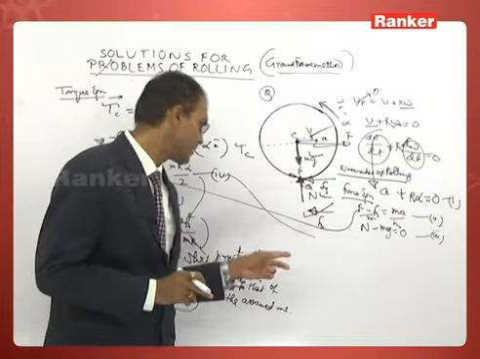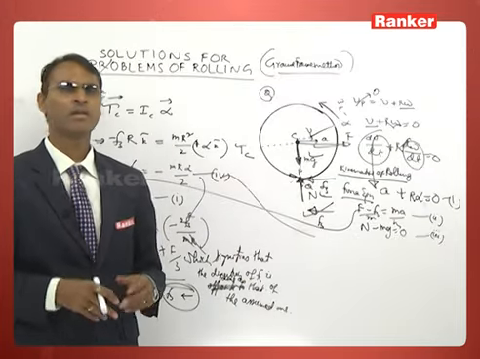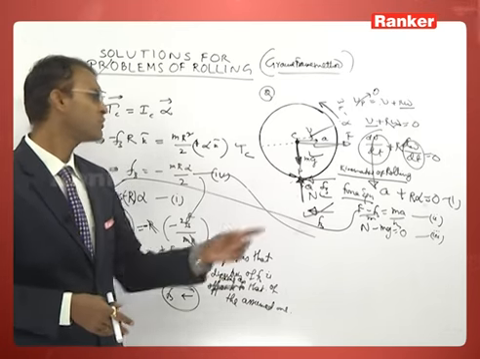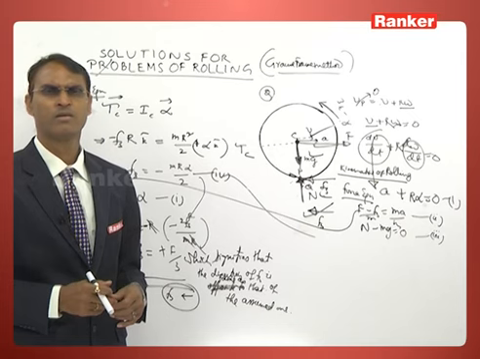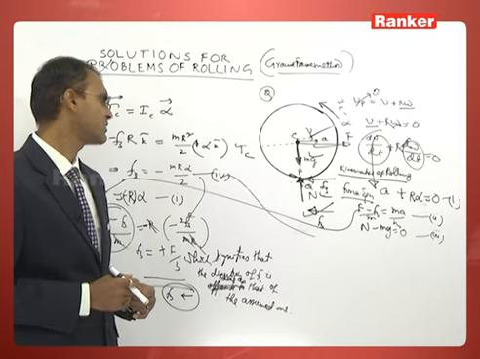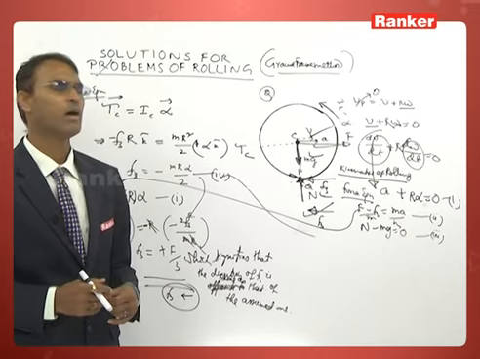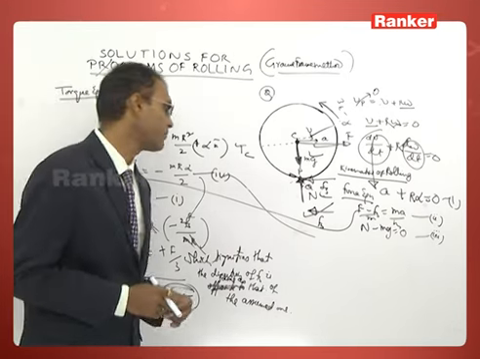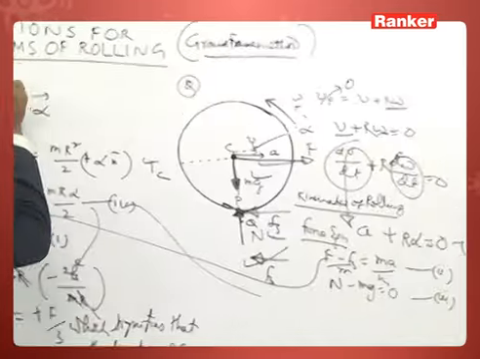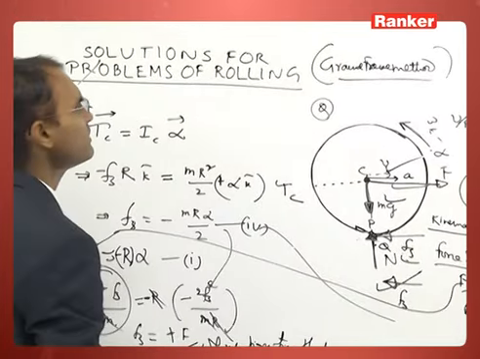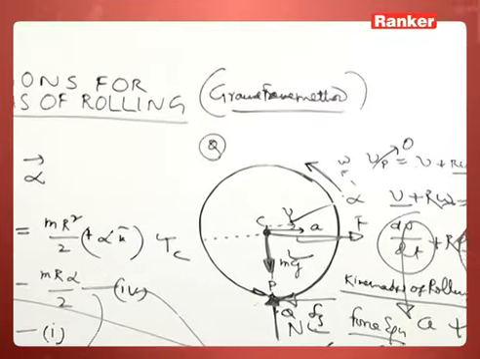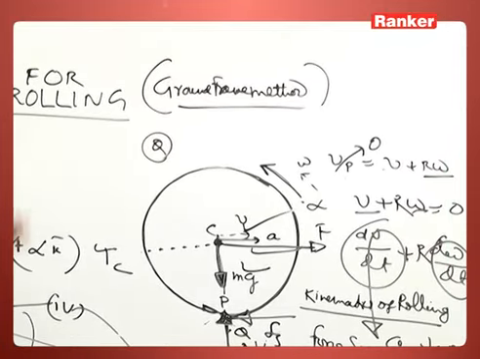So when you get a positive answer, your assumed direction is correct. When you get a negative answer, just alter the direction of the vectors, the force, or it may be acceleration, or it may be velocity, in the free body diagram. Well, we can solve the problem by using the ground frame method now. Let me explain the theoretical details of the ground frame method.